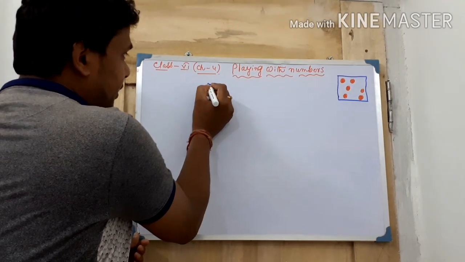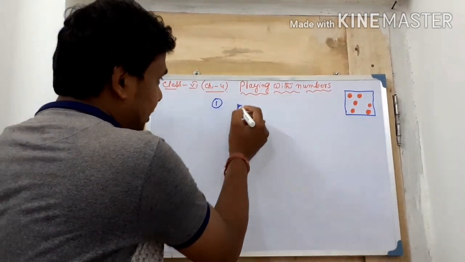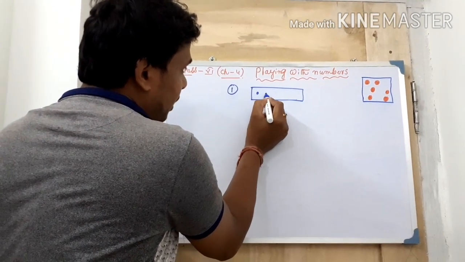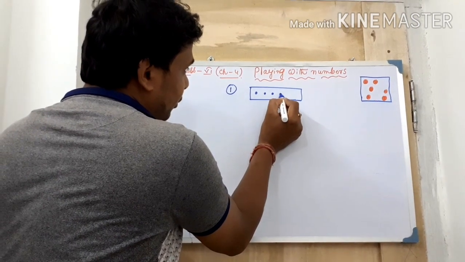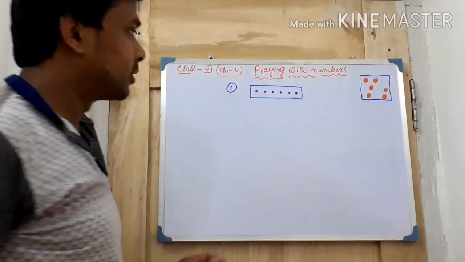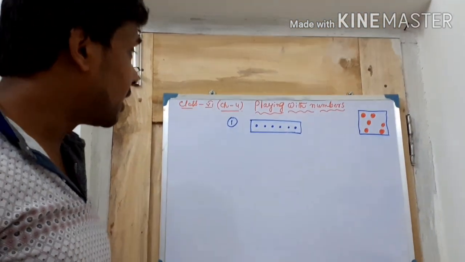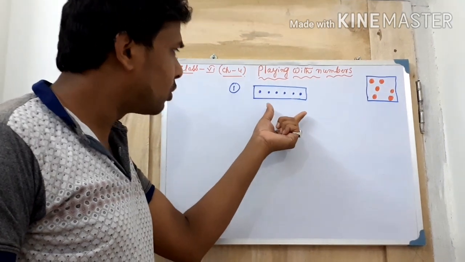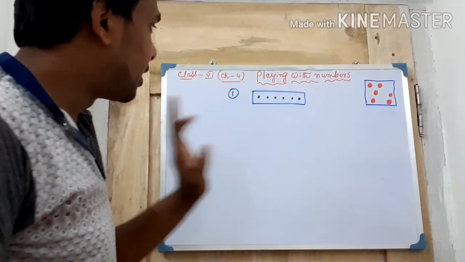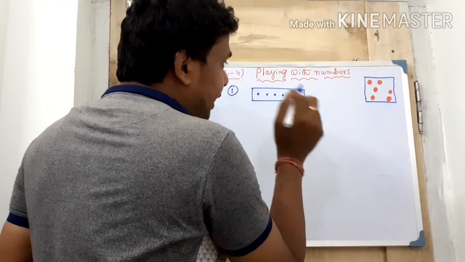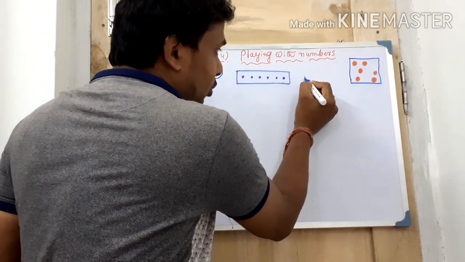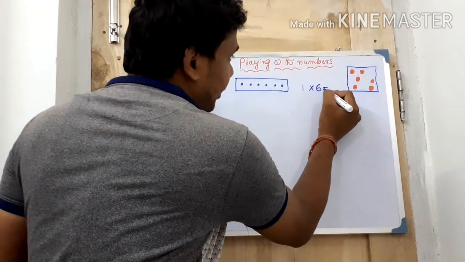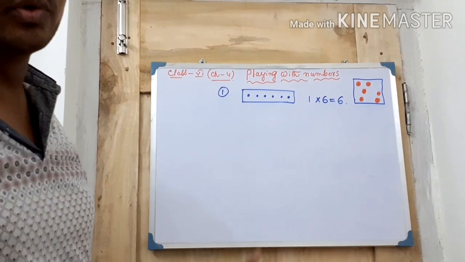First, I am taking the first example. In this way you can arrange it: 1, 2, 3, 4, 5, 6 marbles. While you place these 6 marbles, how many rows are you getting? Only one row. In one row, how many marbles have we kept? 6 marbles. So if you write it down, there is only one row and the number of marbles is 6, then you will get the multiplication result equal to 6.